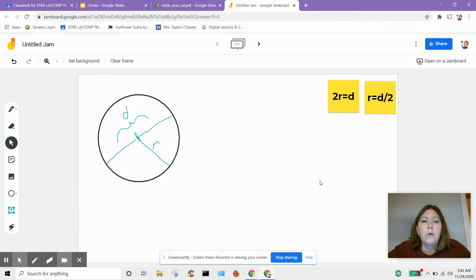Now the outside of the circle, the distance around the outside of the circle. If you had a circle, maybe a park that's shaped as a circle, and you were taking your dog for a walk around the outer edge of the circle, we call that the circumference.